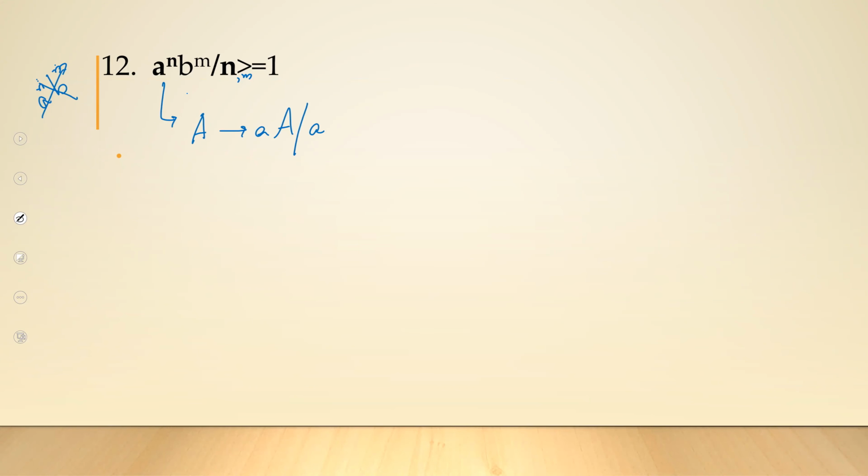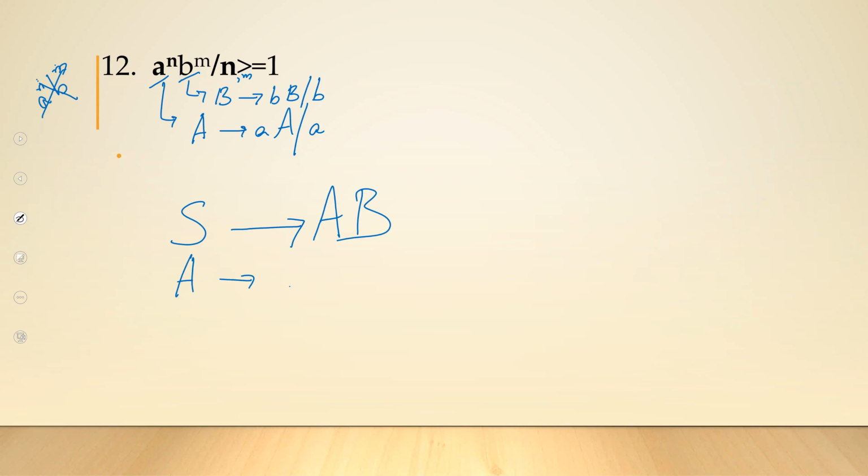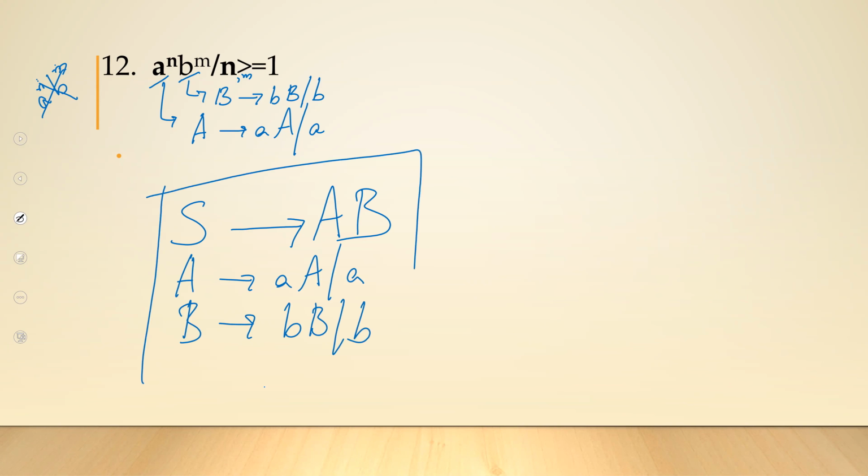Now I'll write for B. B is BB or B. And now I'll write my grammar. This part is by A, this part is by B. So S is A B. What is A? A is AA or A. What is B? B is BB or B.